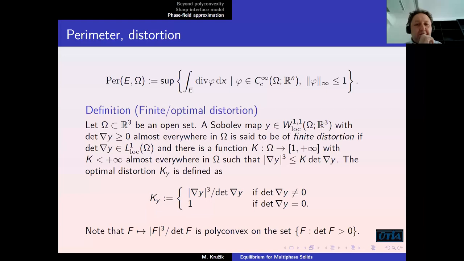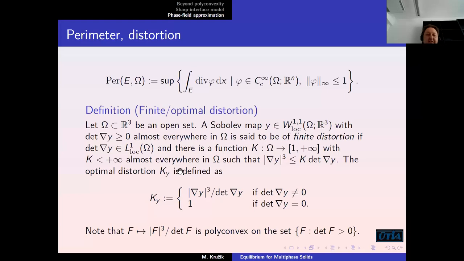homeomorphisms. And to ensure this in a variational setting, we use the definition of finite and optimal distortion. So if you have a Sobolev map of this class with a positive or zero determinant almost everywhere in omega, we say that this map is of finite distortion if the determinant is locally integrable, and there is a function K, which is smaller than infinity almost everywhere, such that the Hadamard inequality holds with this constant K. So then the optimal distortion K_y is defined like that.